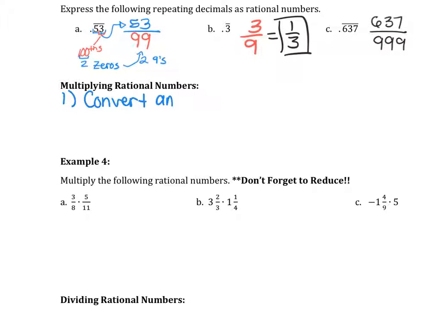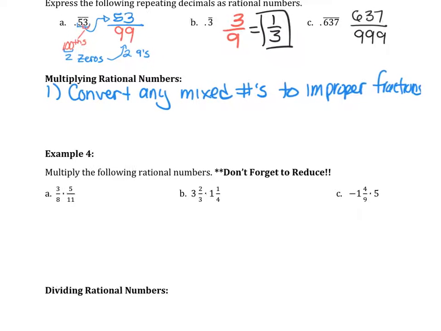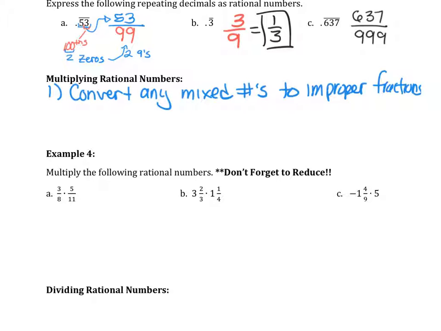So convert any mixed numbers to improper fractions. So we should only have terms that have just one numerator and a denominator. We shouldn't have that integer out in front. Once we do that, once everything is just in a plain old fraction form, then to multiply, we just multiply straight across. So the numerators get multiplied, that's your new numerator. Denominators get multiplied, that's your new denominator.